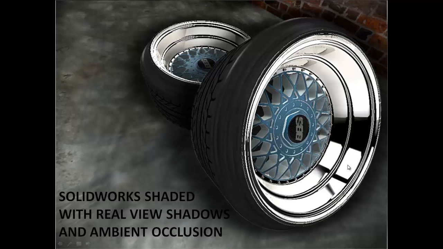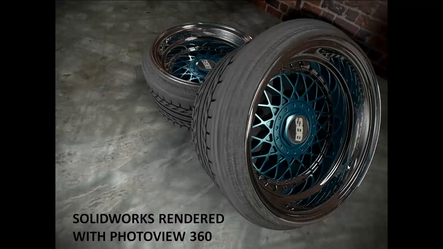All right, but until we get to something that's actually rendered, so this is just an image that I created using PhotoView 360. This looks a little bit more convincing, right? This, if you looked quick, you might think is a photograph, all right? Now more work could be done here, but the point is that there are two distinct types of those raster images, and SolidWorks with PhotoView 360 offers this type.